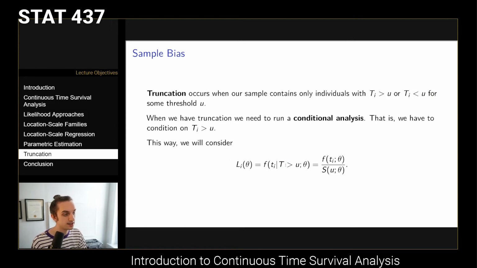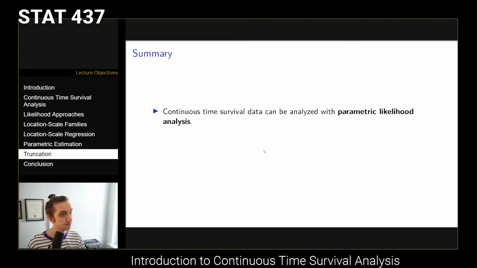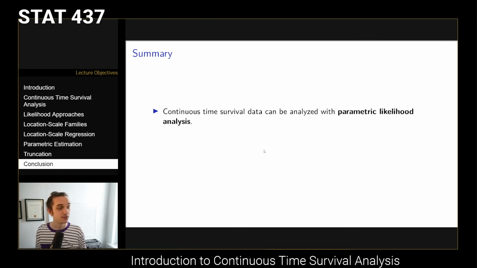Of course, we can write out this conditional distribution as the ratio of the marginal distribution over the survival distribution, right? And so you can work from it in a similar way. But there's no way around using a conditional analysis for truncated data. So that's the high-level, fast run-through of what we're going to be doing with continuous time survival analysis.